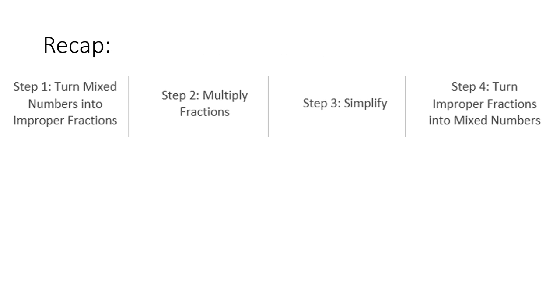So again, we need to first turn mixed numbers into improper fractions. We need to multiply those fractions, then simplify, and then turn improper fractions into mixed numbers. So our two mixed numbers, 3 1/3, multiplied together times 1 2/5, gives us the answer of 4 2/3.